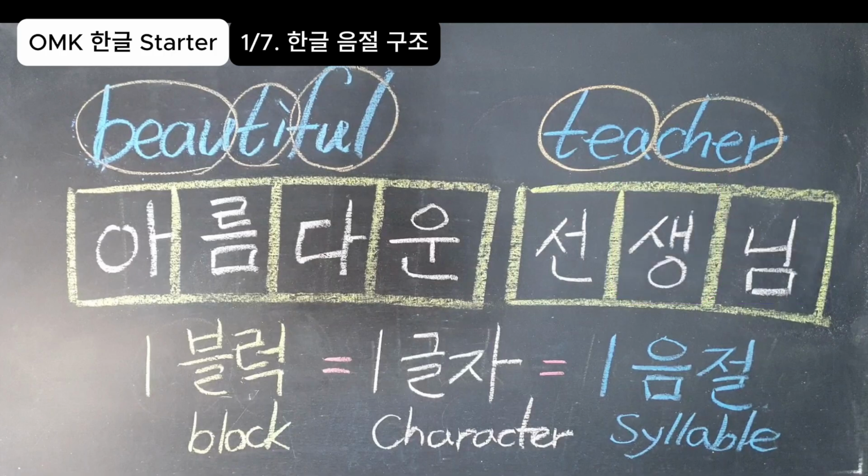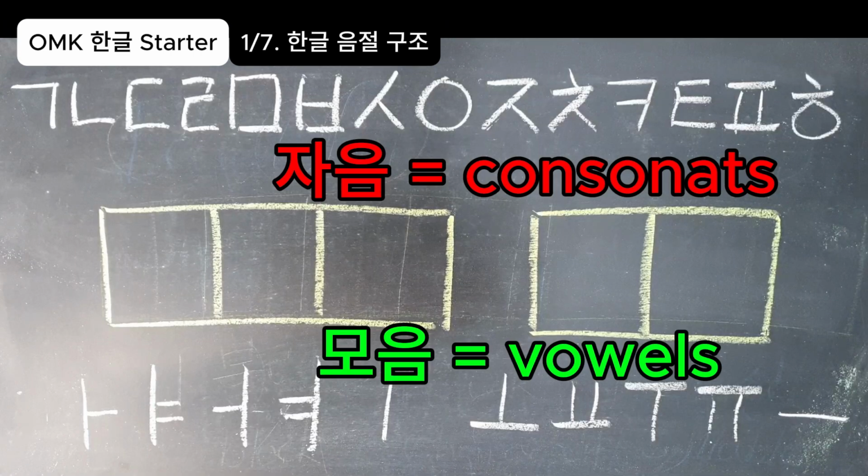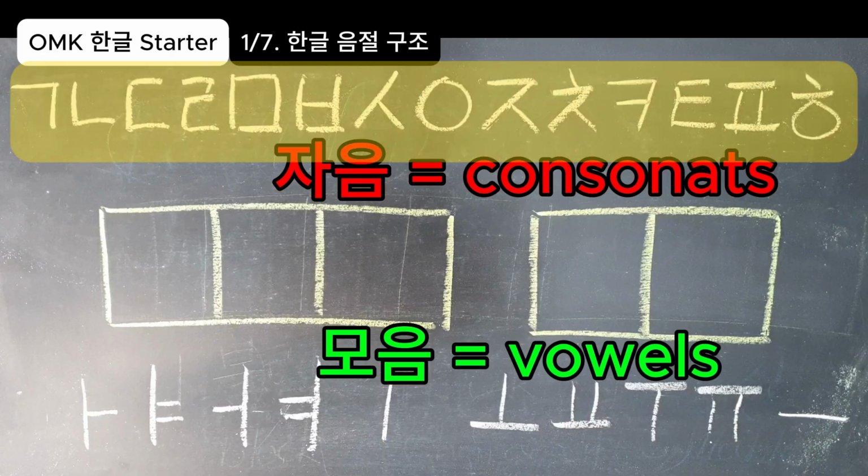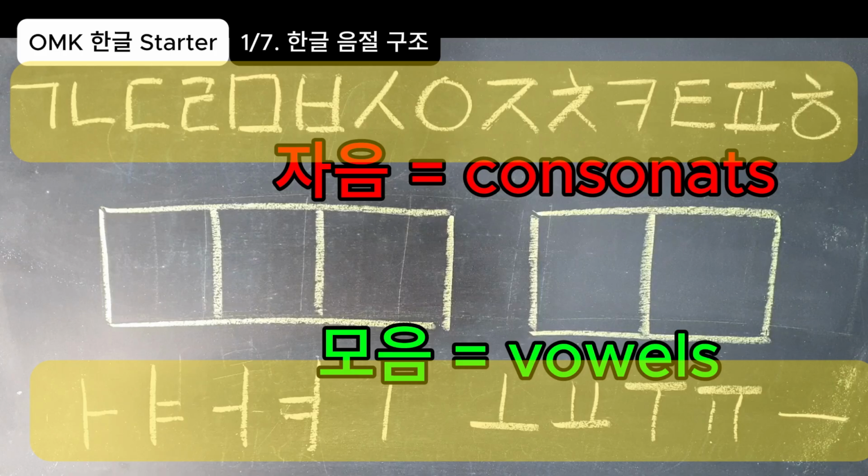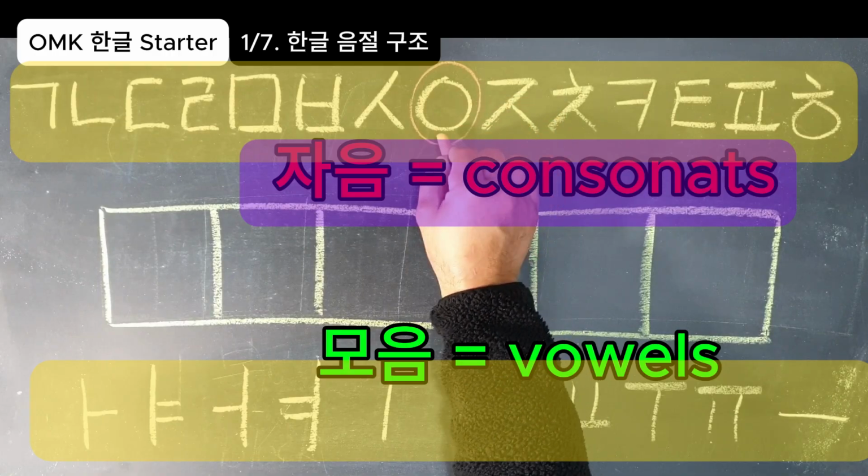All right. Then let's go inside that one syllable block. Now, here's the first important rule in the Hangul writing system. Every character is formed by combining consonants and vowels. And it must start with the consonant. That is important. Always, always the characters start with consonant.